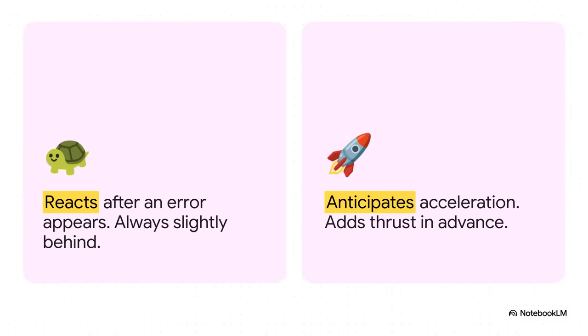This really highlights the core difference. Feedback is purely reactive. It only kicks in after an error has already happened, so it's always lagging a bit behind. But feedforward is proactive. It anticipates the desired acceleration and adds thrust ahead of time, which drastically smooths out the entire flight path.